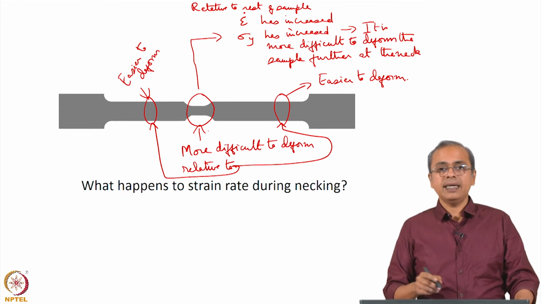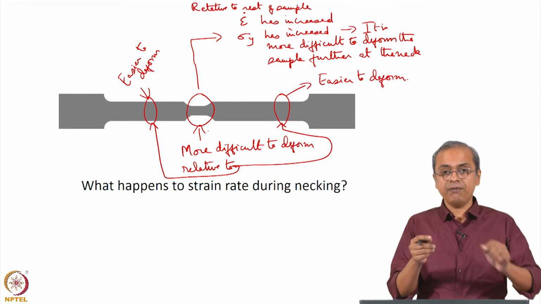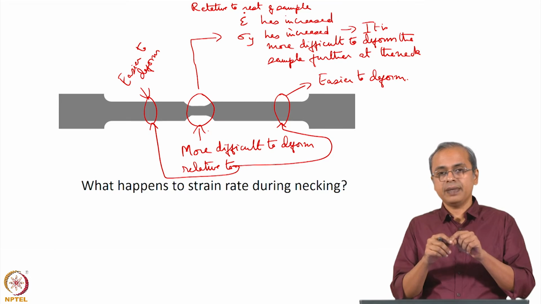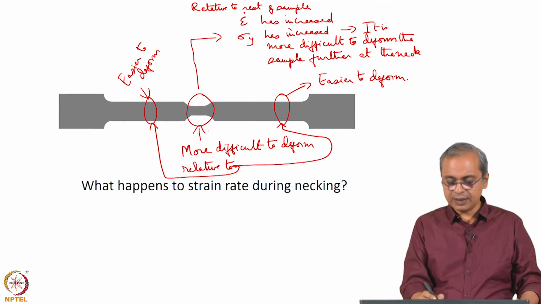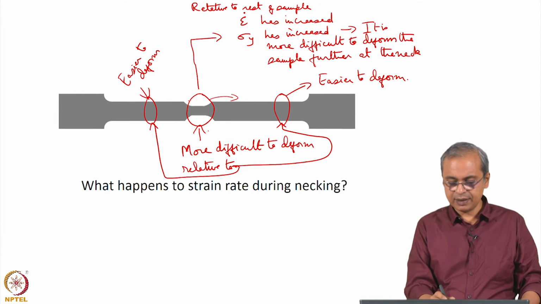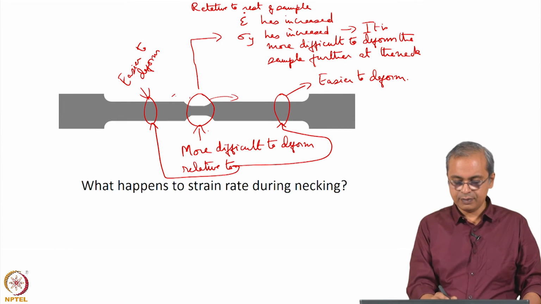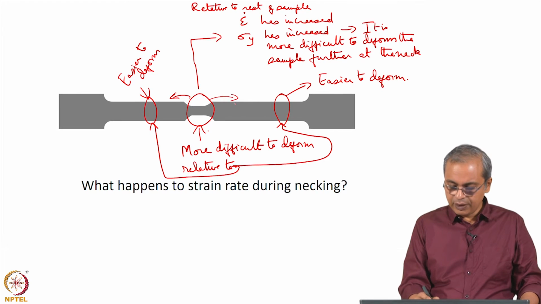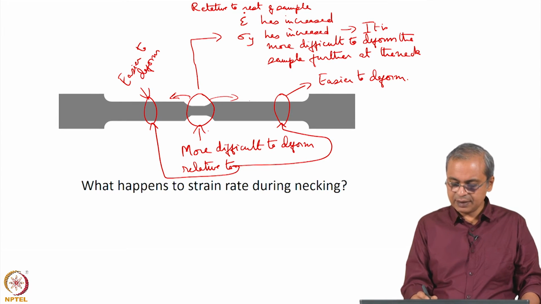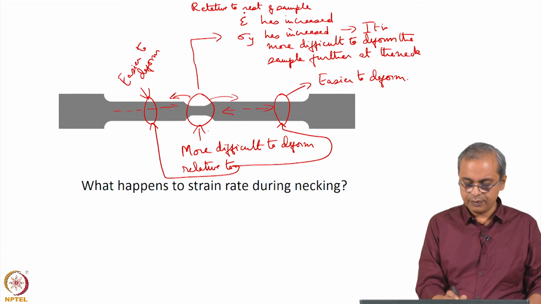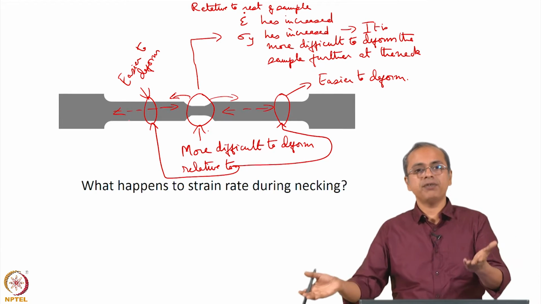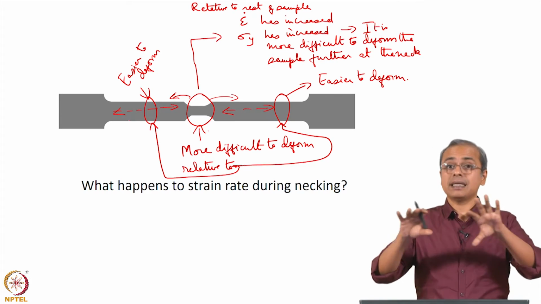Therefore, interestingly, even though you have formed the neck, it is no longer easy to deform the neck further. Rather, you start distributing this deformation into this region. So now this region deforms more, or preferentially the deformation happens in the region where necking has not happened.